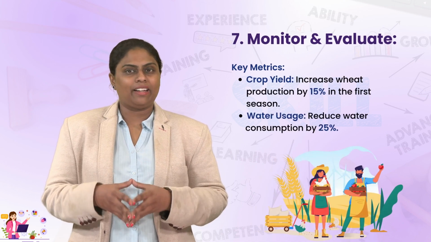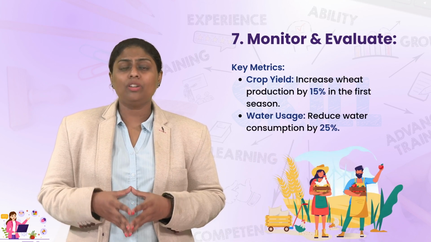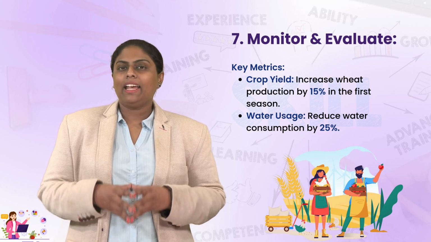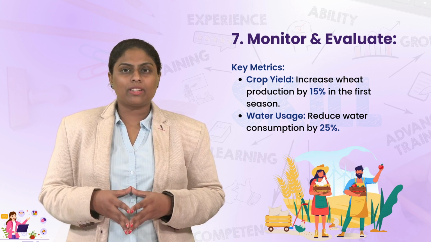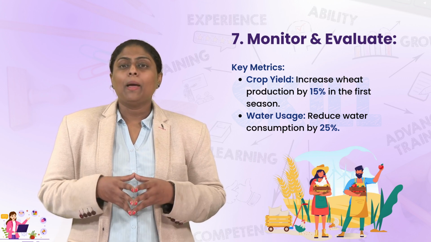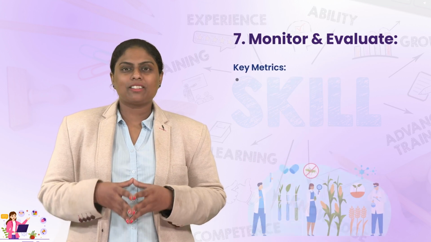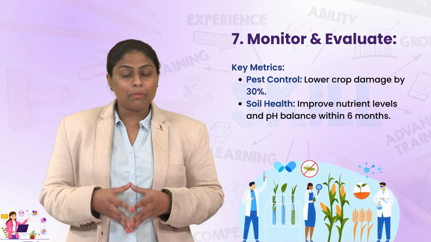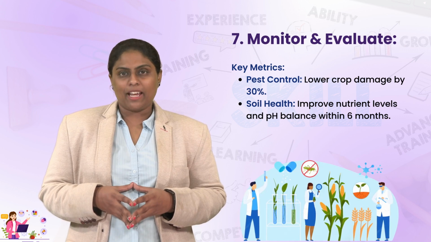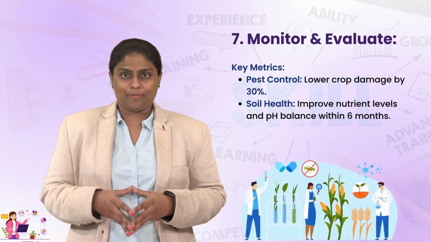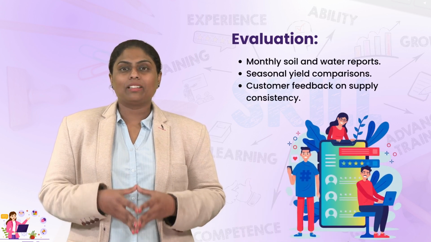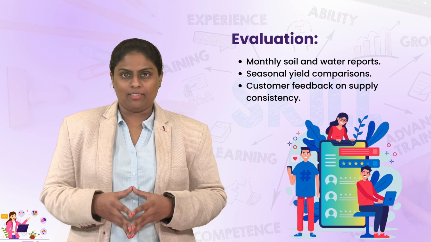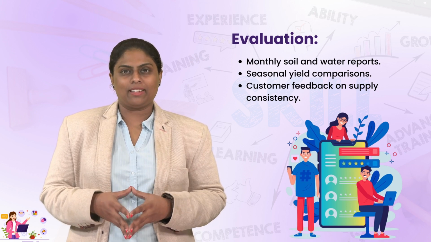Seventh is monitor and evaluate. Key metrics include crop yields, increase wheat production by 15% in the first season, water usage, reduce water consumption by 25%, pest control, lower crop damage by 30%, soil health, improve nutrient level and pH balance within 6 months. And the evaluation includes monthly soil and water reports. Seasonal yield comparison, customer feedback on supply consistency.